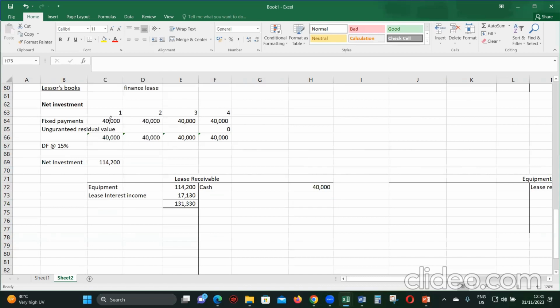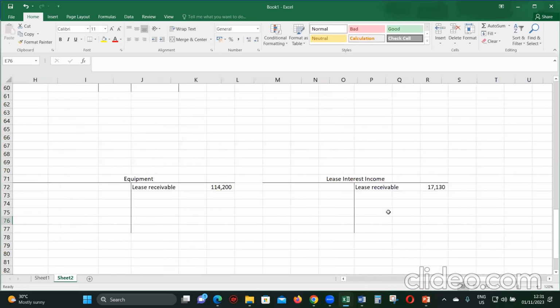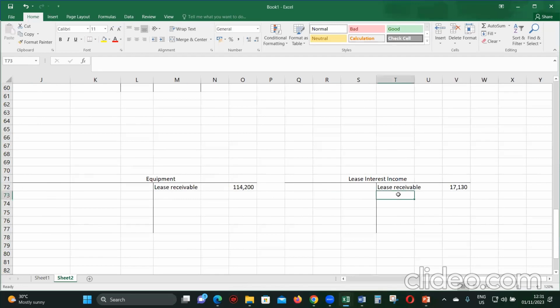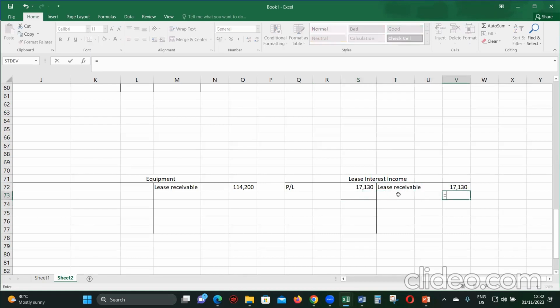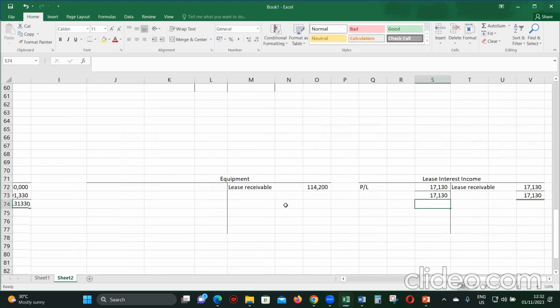131,330. If you balance this amount, balance carried down, balance brought forward. There are no changes to the equipment account. And then this interest goes to P&L as an income, 17,130. It goes to P&L as an income. So with that, it's a P&L account, it is getting closed for the first year.